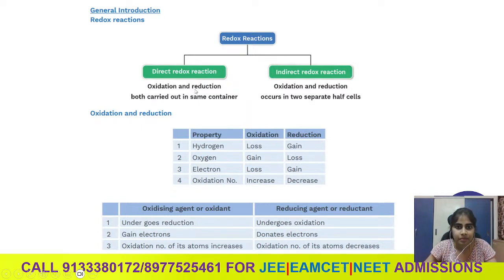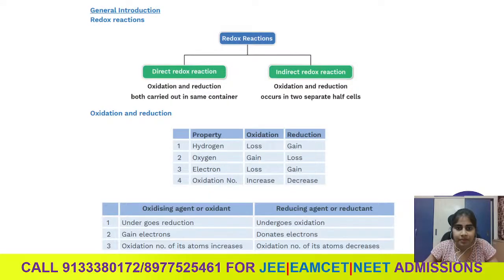In the direct type, oxidation and reduction are both carried out in the same container. Here, oxidation and reduction occur in two separate half cells, that is an indirect redox reaction. These two types of redox reactions we can observe in our electrochemistry. Let us see clearly what is meant by oxidation and what is meant by reduction. Understand these definitions because all the chapters and all the reactions are interlinked with this oxidation and reduction only.